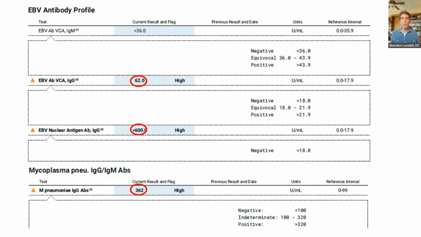Mycoplasma, he also had mycoplasma, and those are also pretty high numbers. Again, he had the lung issue. We know COVID-19 can also reactivate the mycoplasma. So that's an issue that we have to address as well. And antibiotics don't do it well. So we have to do it with nutrition, which I'll get to.